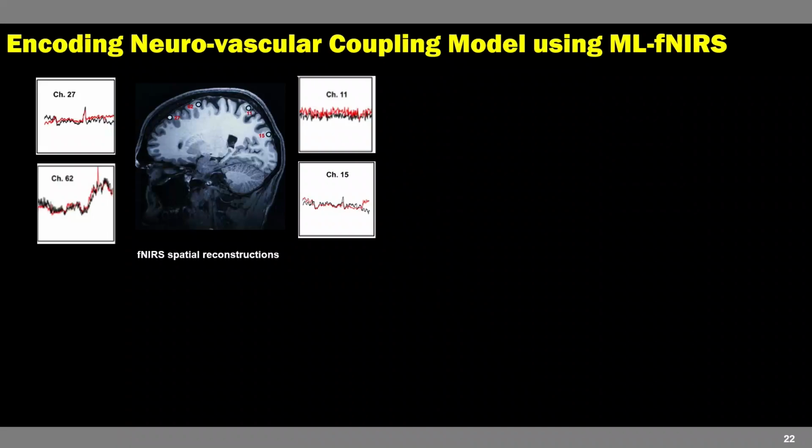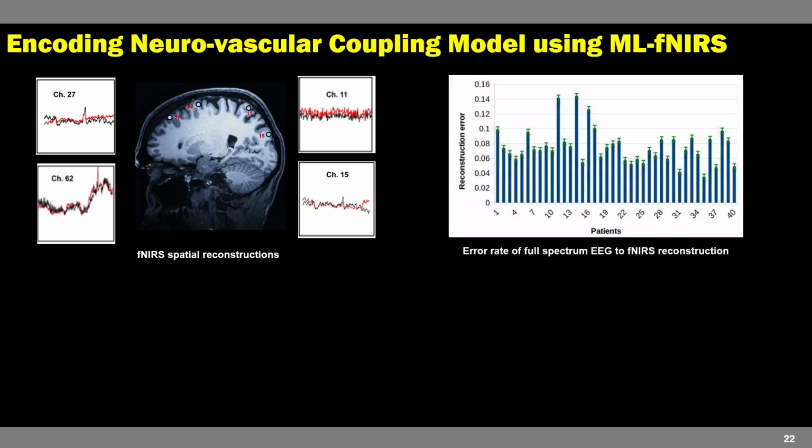This is the measurement for the fNIRS signal. The black signal is the measurement, and the red one is the prediction using the EEG signal. So you can see they are very correlated with each other. They also calculate, for each patient, the reconstruction error, that is, the difference between the measurement and the prediction.